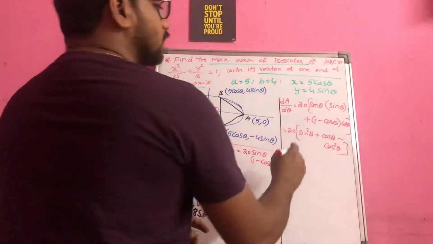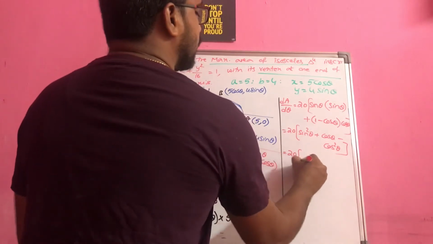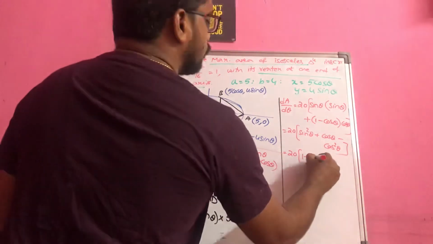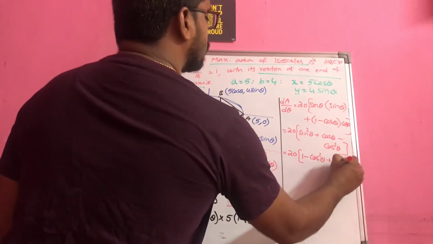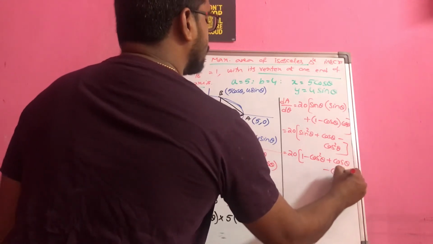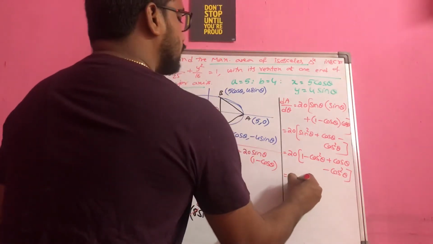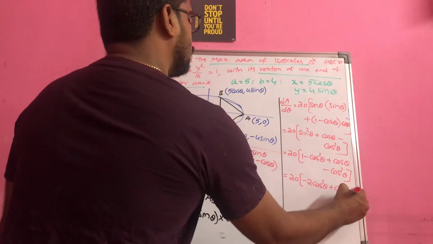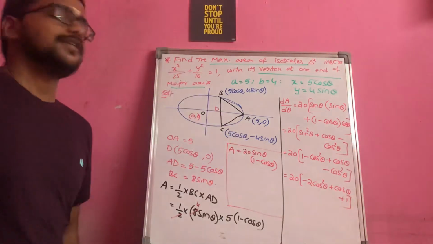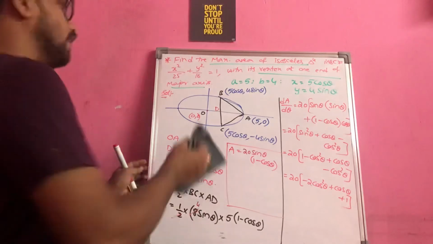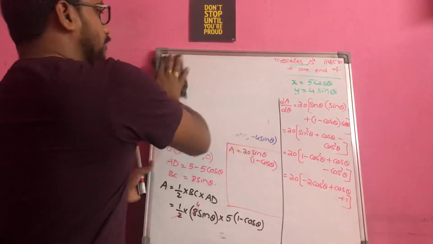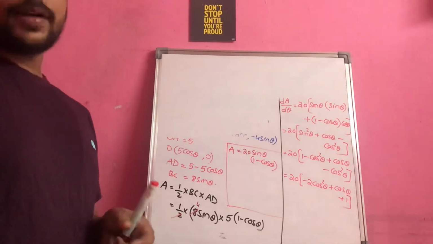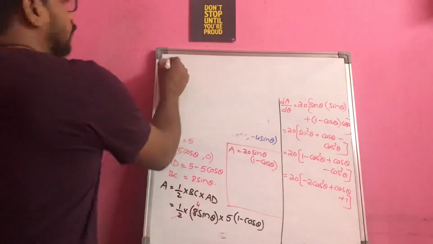Okay. So let us simplify this further by converting everything into a single trigonometric function. Sin square theta can be written as 1 minus cos square theta. So 1 minus cos square theta plus cos theta and then minus cos square theta. On further simplification, you are getting 20 into (minus 2 cos square theta plus cos theta plus 1), right? So after this, what we will generally do is equate the first order differentiation to 0 to find the value of the variable. So let us equate dA by d theta to 0 and see what we are going to get.